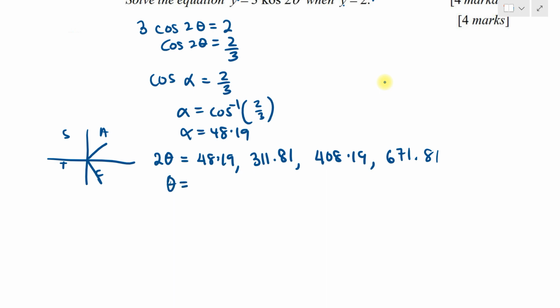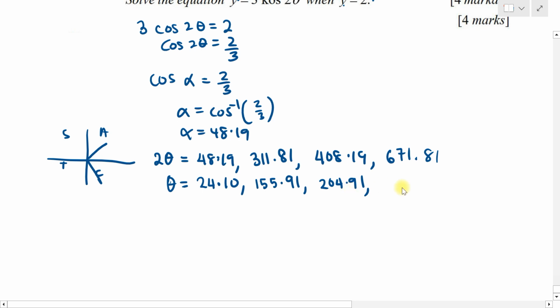Okay, those are 2 theta. Now we turn them into theta. 48.19 divided by 2 is 24.095, which is 24.10. And then 311.81 divided by 2 is 155.91. 408.19 divided by 2 is 204.10. Wait, not 91, 10. Okay.